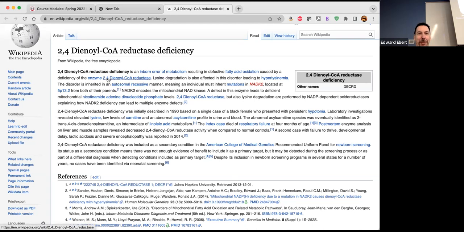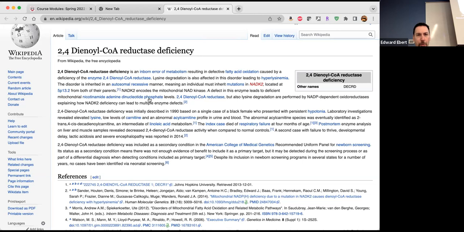So we have this particular enzyme in here that is not active or not properly active. And the giveaway that it's this particular enzyme is the lysine levels in there. So with high levels of lysine, that means lysine is not being metabolized. So our 2,4-dienoyl-CoA reductase is indicated by that. Okay.